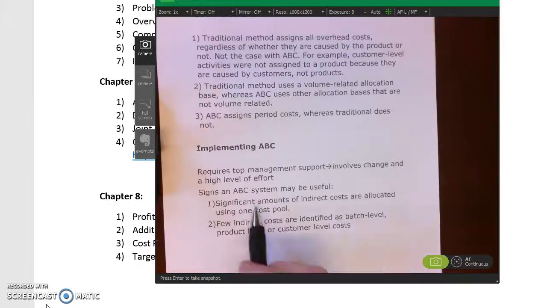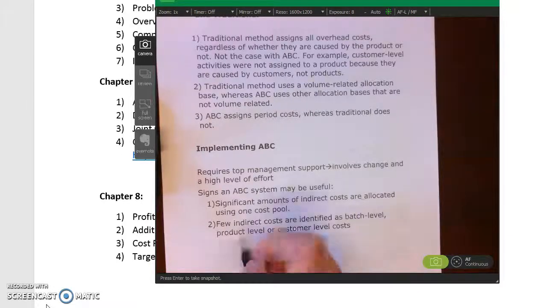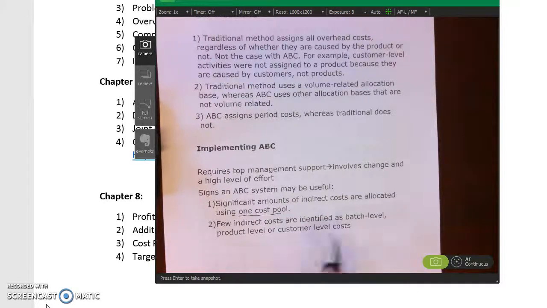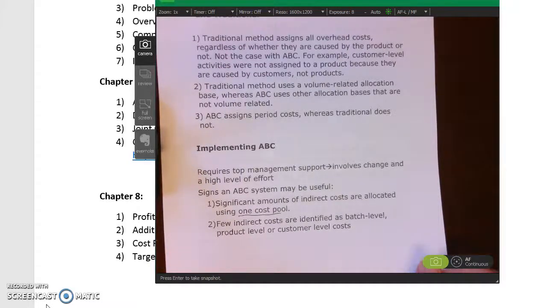Okay, some signs that an ABC system may be useful. You have significant amounts of indirect costs that are allocated using one big cost pool, and only a few of your indirect costs are identified as batch-level, product-level, or customer-level costs. You're identifying all your indirect costs at the unit level, but maybe they're not unit level, maybe they're more batch level, product level, or customer level costs, and that will influence how you assign those costs.